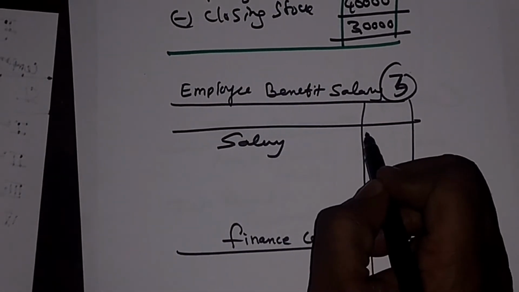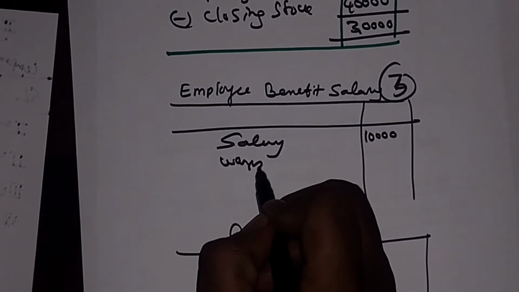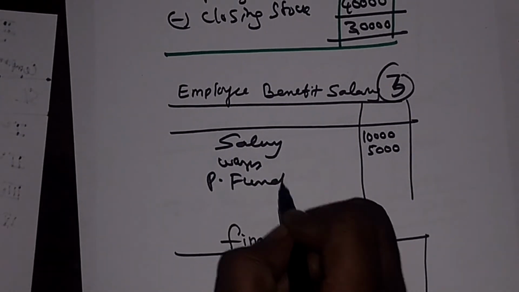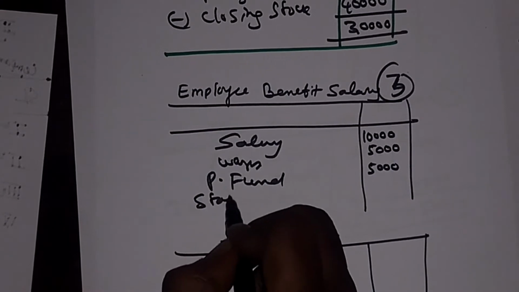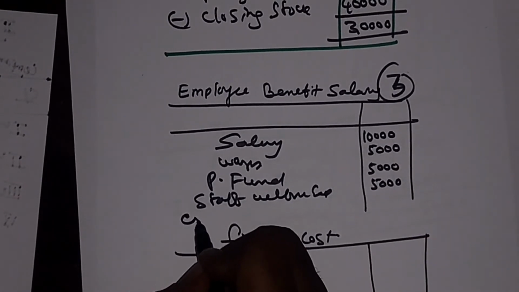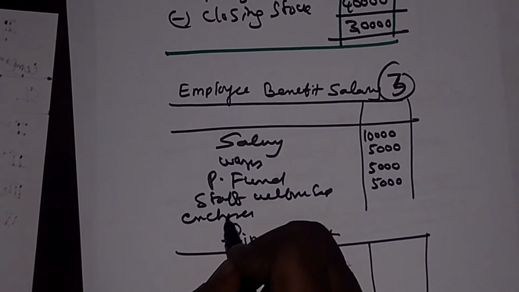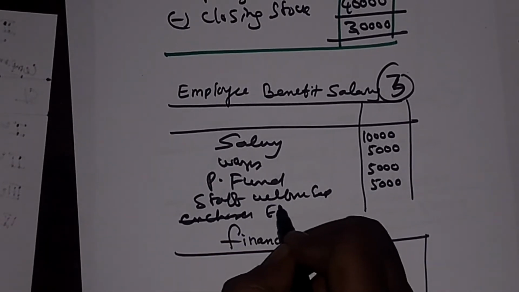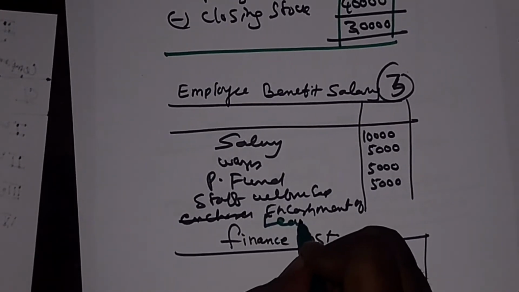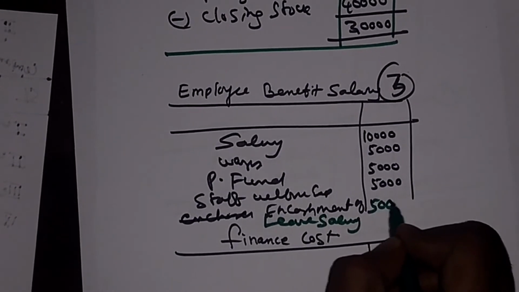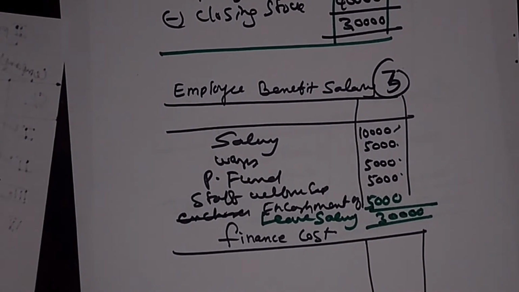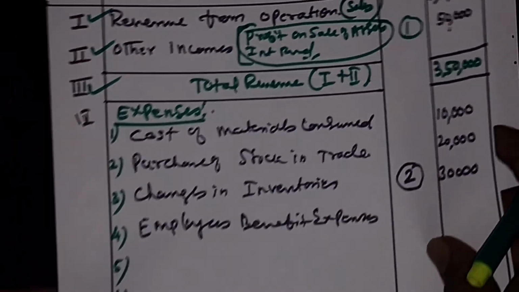One, salary 10,000, wages 5,000, provident fund 5,000, staff welfare expenses 5,000, encashment of leave salary 5,000. 5,000, 10, 15, 20, 25, 30,000. This 30,000 of note number 3 I will write here.